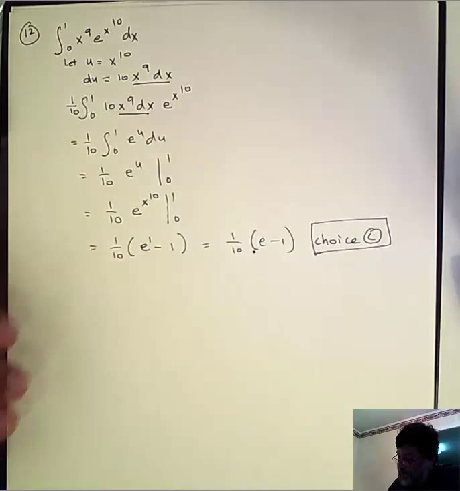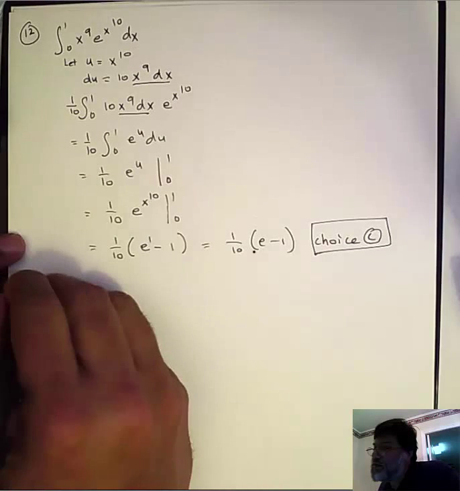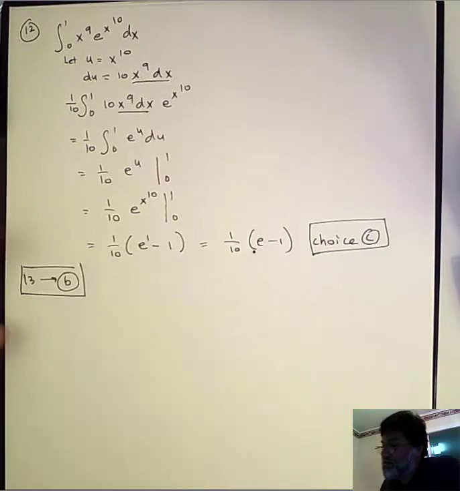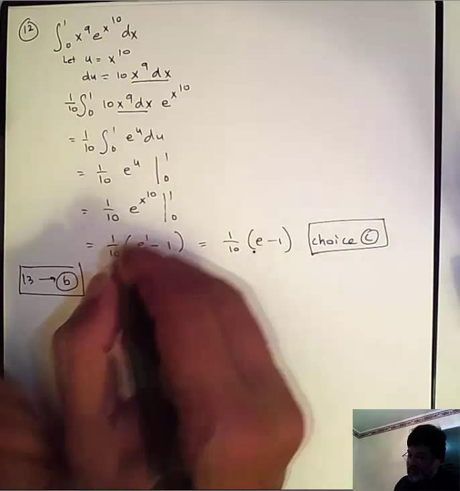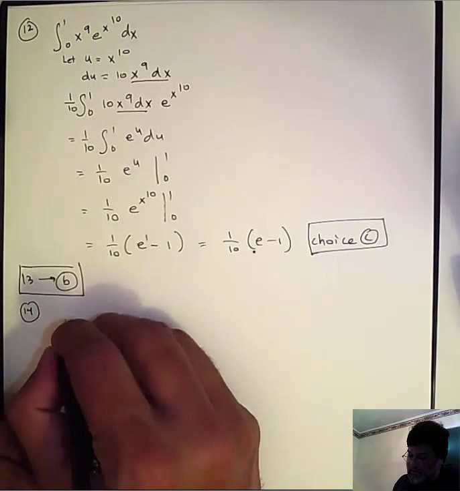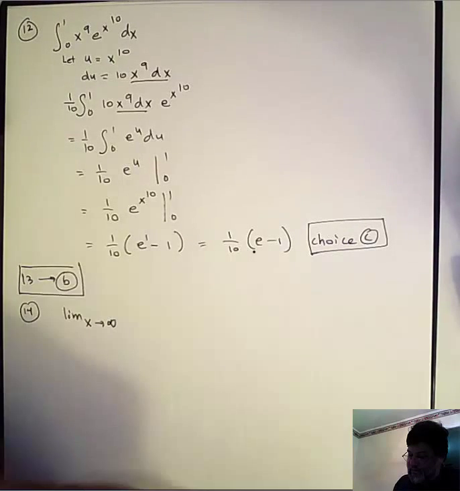I'm not going to talk much about 13, you gotta look it up on the table, and the answer for 13 is B. Go to 14. Evaluate the limit as x goes to infinity.